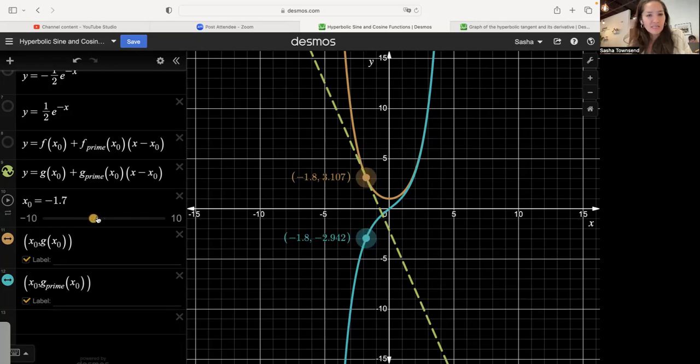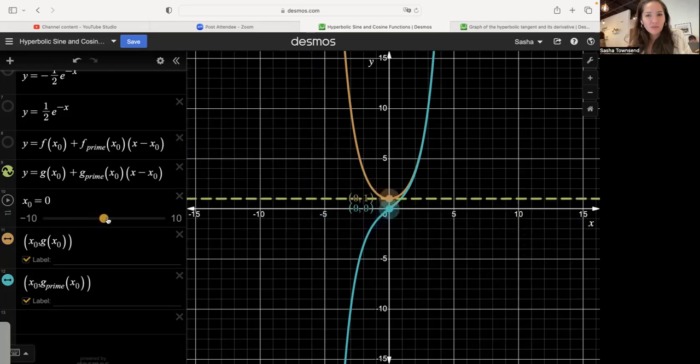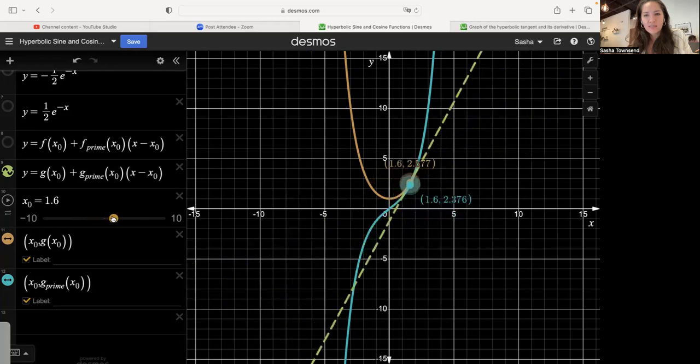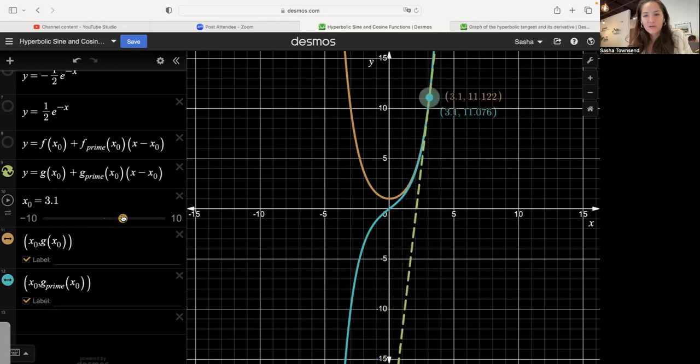But then again, as x goes to 0, those slopes go from being negative on this side to being 0 here, and then the slopes on the right of x equals 0 are all positive. So we start increasing, and now the slopes get larger and larger as the line gets steeper and steeper. And that's consistent with the function values for the hyperbolic sine of x. The derivative of the hyperbolic cosine is hyperbolic sine, so the values of the hyperbolic sine give us the slope of the tangent line of the hyperbolic cosine.